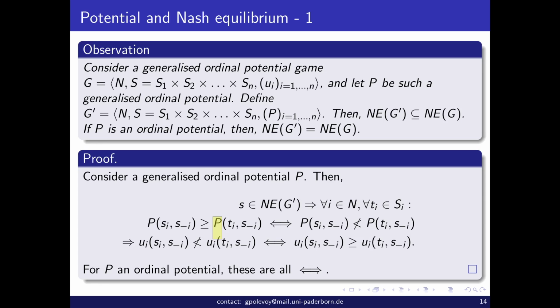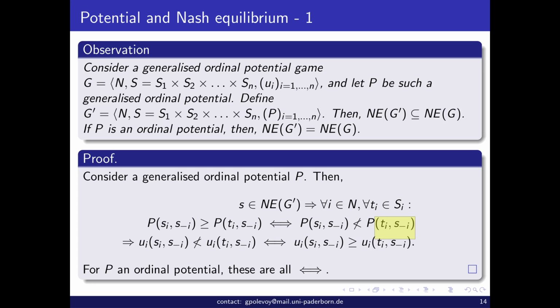Now, being at least as good means that the potential in the strategy profile S is not smaller. It's simply another way to write greater or equal. It is not smaller than the potential when player I deviates and the rest keep playing as before.